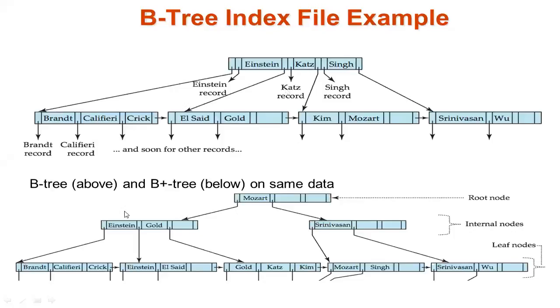Whereas when you look at the B plus tree organization, whatever data is present in the root node or an intermediate level node, everything will be available in the leaf node, okay? So you can see here, Mozart is present here, and Srinivasan, which is in the intermediate level, is also present here, and here Einstein is also present, and even Gold is also present here, okay? So in the B plus tree, whatever data or node is available, everything will be present in the leaf node, okay?